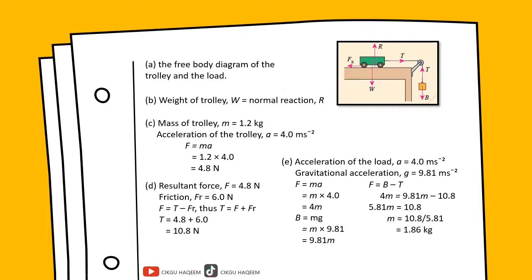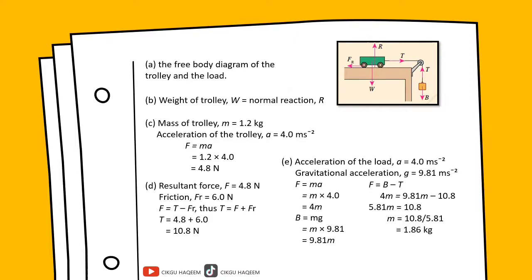Alright, so for question B, compare the weight of the trolley and the normal reaction of the trolley. The weight of the trolley is equal to the normal reaction. Why are the weight and the normal reaction equal, even though the trolley is moving with an acceleration?